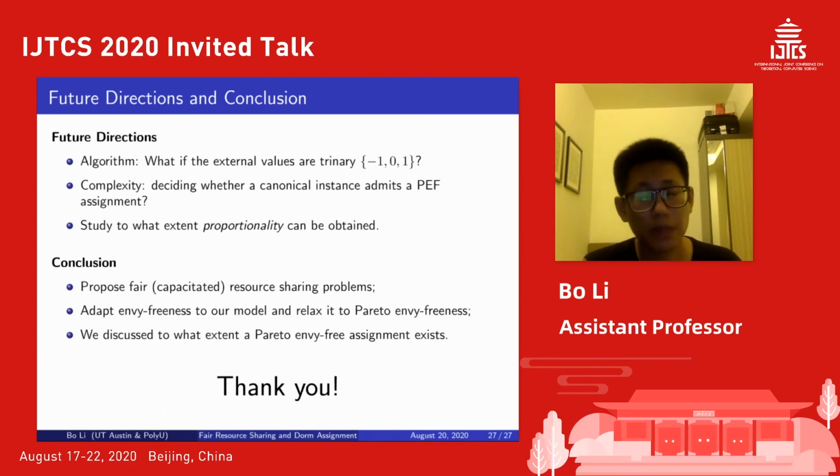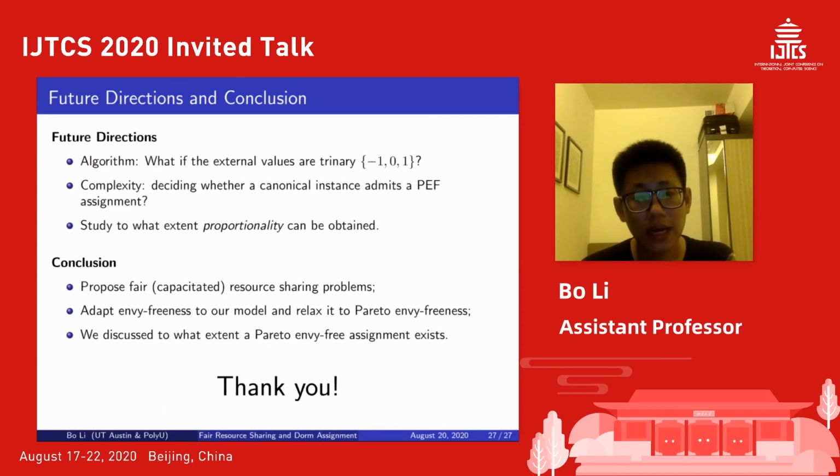The second open problem in this work is, as I have mentioned, we still do not know whether it is NP-hard to decide whether a given canonical instance admits a Pareto envy-free assignment. And the third direction may be to study proportionality. Actually, in this work, we have briefly discussed proportionality and Pareto proportionality, but a systematic study of proportionality is still missing. So maybe it is interesting to study this part. This contains all that I want to mention today.